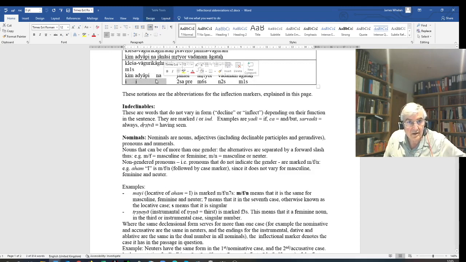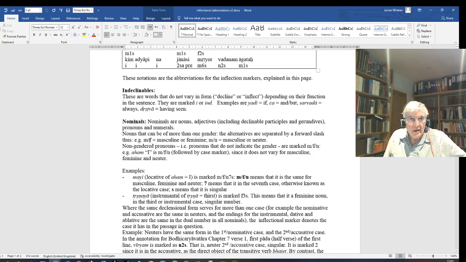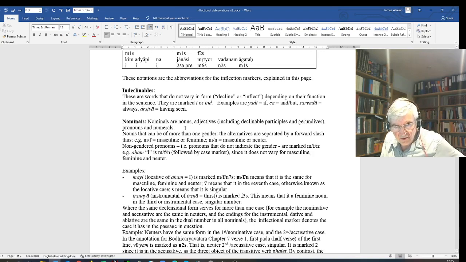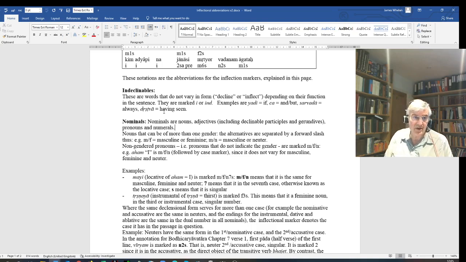Three in a row here. Actually four in a row if you treat adya and api as two words. Kim, adya, api now. Four indeclinables in a row. Very common. Why do I say nominals instead of just nouns? That is because we distinguish in Western grammars between nouns, adjectives, numerals, and pronouns. And Sanskrit and Pali make the same distinction.